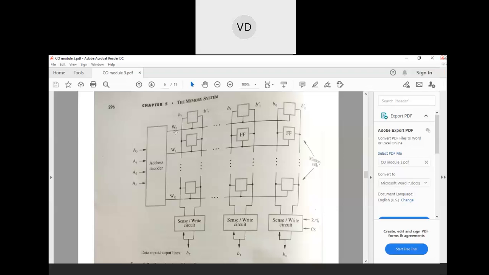What is a word? What is a word length? We have studied it in the first module. Can anybody answer? What is a word, or what is a word length?